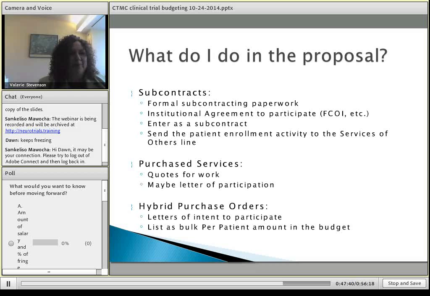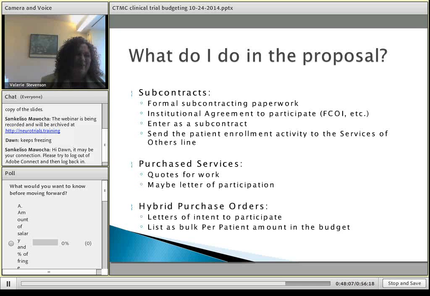So when you do subcontracts, there's a lot more paperwork. You have to use institutional agreements and stuff like that. It takes longer. Also, subcontracts are a little bit harder to move. And purchase service agreements, again, when you're putting together a proposal, you would just get a quote and a letter saying they're going to participate. So you're all set with that, and you just include them in your budget.